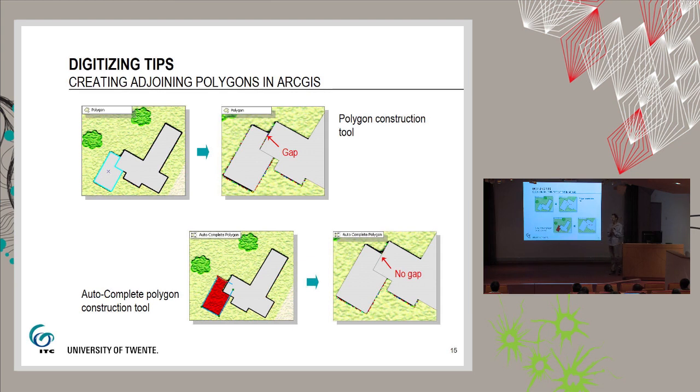You should digitize the same geometry. You can use, of course, the snapping to avoid that there is a gap or a sliver. But there's another tool in ArcGIS which is quite handy. That's the autocomplete polygon construction tool. And you see what I do? I just digitize this part of the building. This is the existing polygon already. Digitize this part of the building, and it will automatically close the polygon using the geometry of the existing polygon. Quite handy tool. You will use it later on also. I may demonstrate it for you.